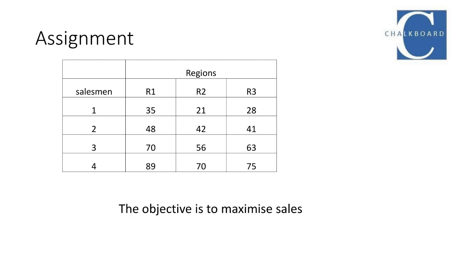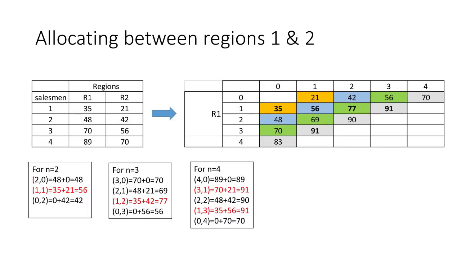The data is given in the table, and we need to find the optimal allotment of resources to maximize sales. In the first step, we start with regions R1 and R2 and find the best combinations if we had 1, 2, 3, or 4 people to deploy. The best combinations are taken forward.